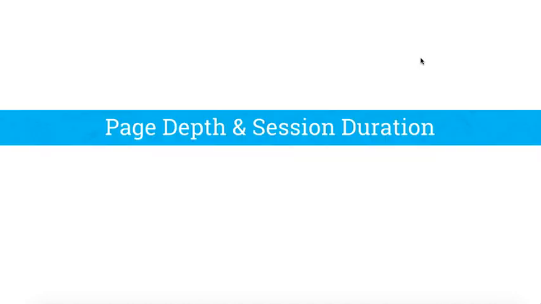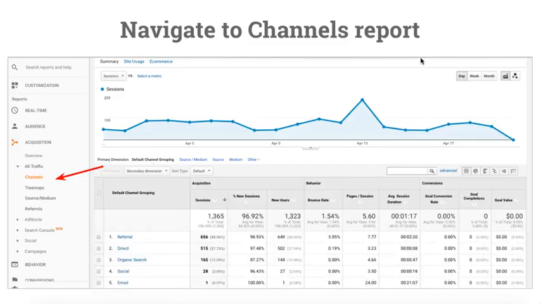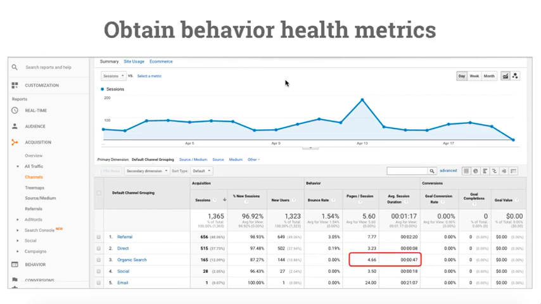Now, we're going to start off the conversion section with a couple of leading indicators, specifically page depth and session duration. So you'll go into your Google Analytics account, and over here on the left, in this left-hand menu, you'll click on Acquisition. And under Acquisition, click on All Traffic, and then click on Channels. So we're in the Channels report. And in this report, we are going to look at the organic search line.